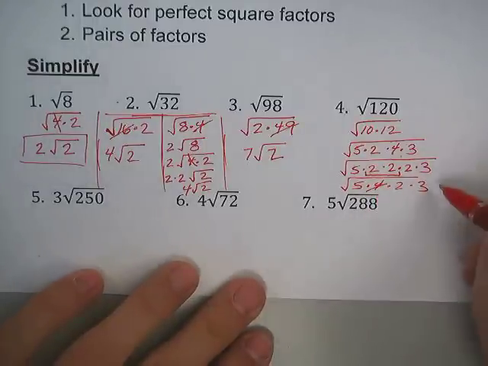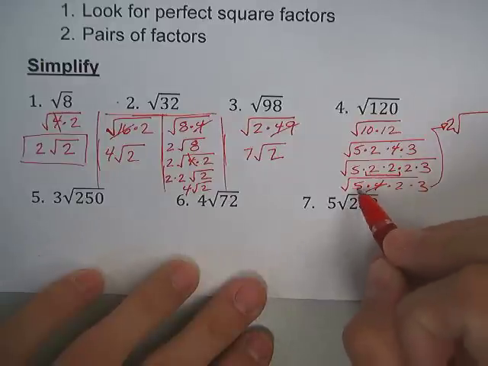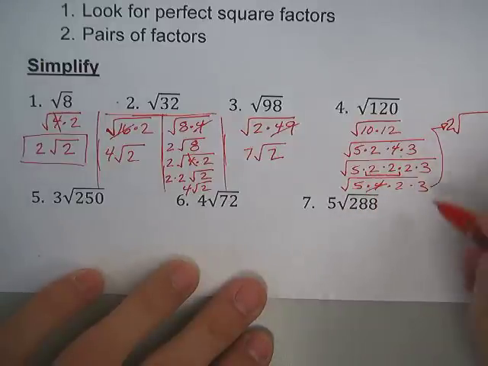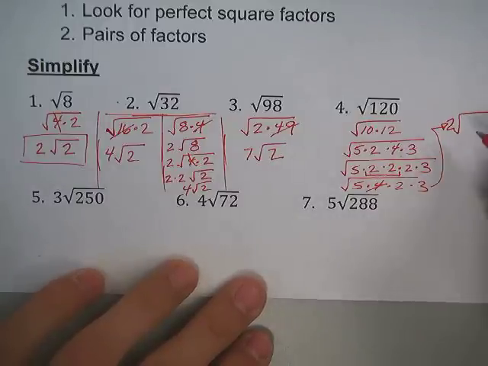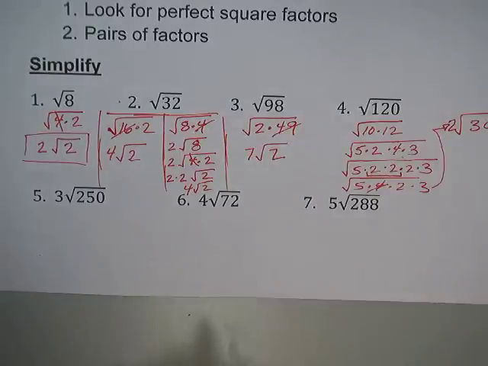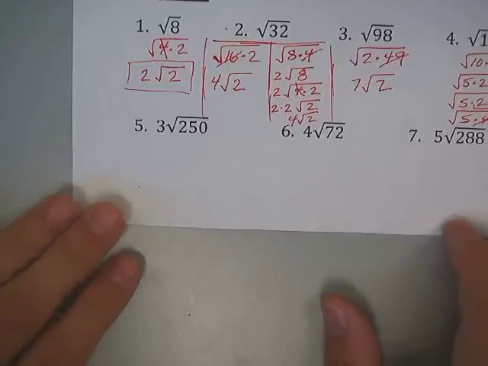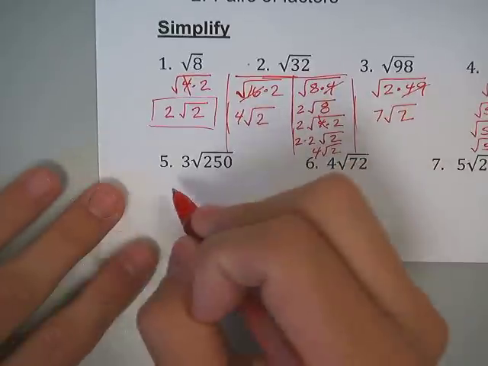So if I were to multiply those back together, what is 2 times 2? Well, 2 times 2 is obviously 4. So I can take the square root of 4. So square root of 4 is 2. And then I have this 5, this 2, and this 3 left over. And what you do with that, if you can't break them down anymore, is you just multiply them all back together. So 5 times 2 is 10, times 3 is 30. So I get 2 root 30.